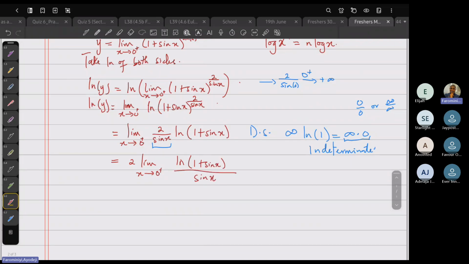Can you see what I've done? I pulled out the 2 as a constant. Then I rewrote the expression as a fraction. If we check by direct substitution, it will give us natural log of 1 over sine 0, and that is 0 over 0. We are happy, because this means that we can now apply L'Hopital's rule.